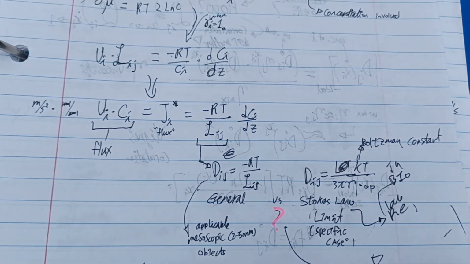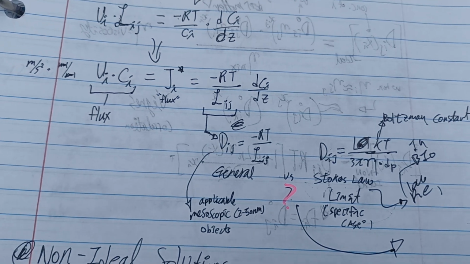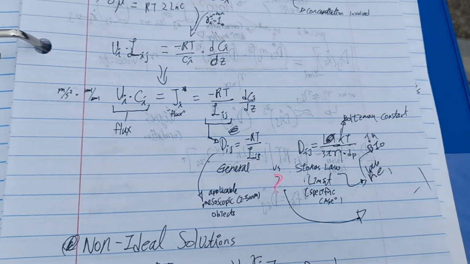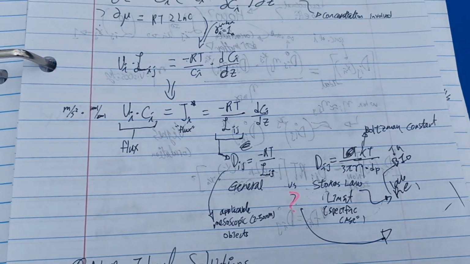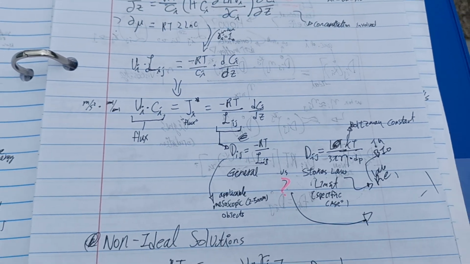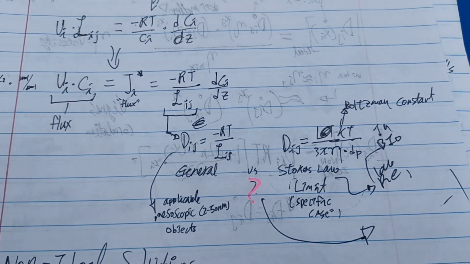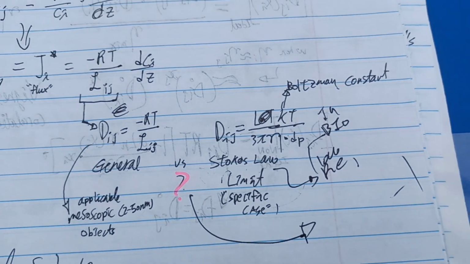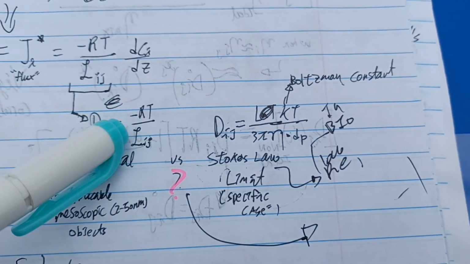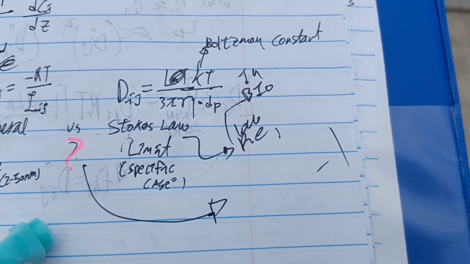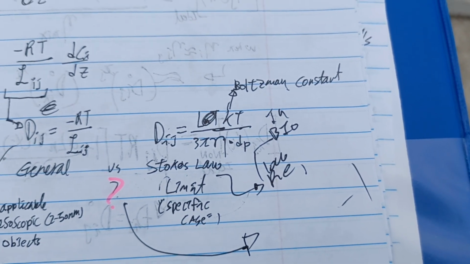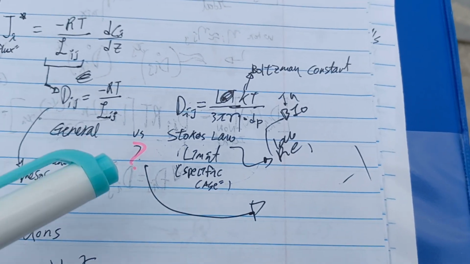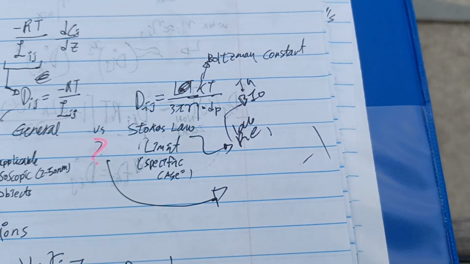And in the general case, we can define the diffusivity of Ij as the negative RT over Lij, where L is the frictional coefficient, and that's applicable for mesoscopic objects such as the objects that are in 2 to 50 nanometer size. But in specific cases where there is a very low Reynolds number, like in our body, we use this Stokes law limit equation, which is kT, where k is the Boltzmann constant, over 3 pi viscosity times dp. What is dp? I gotta figure that out.